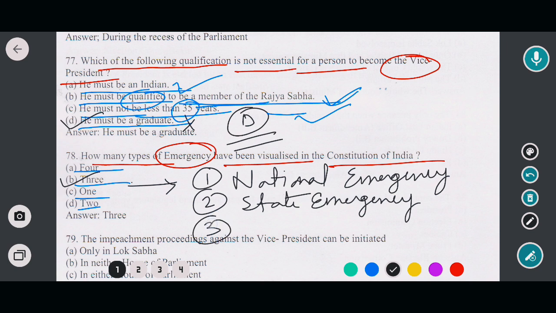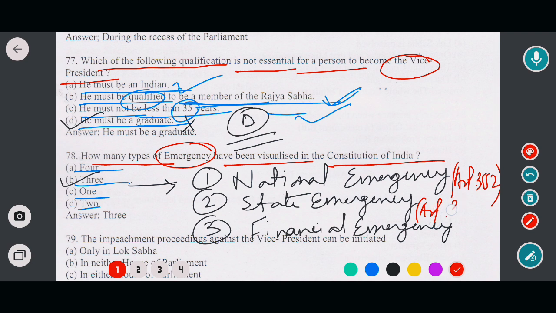And third one is our financial emergency. Okay. So which article is it? This is article 352. This is article 356. And this is article 360. These three articles are very important. So in this case, option B would be the correct answer.